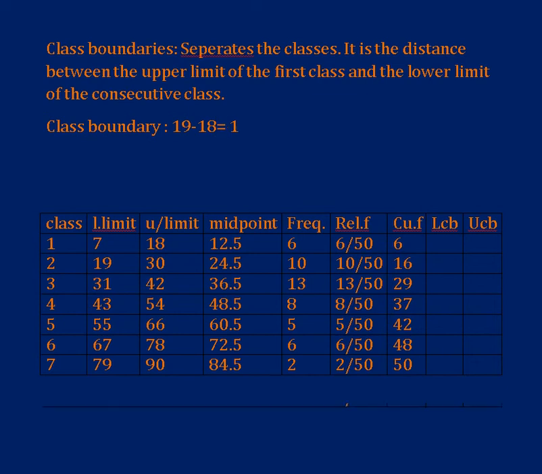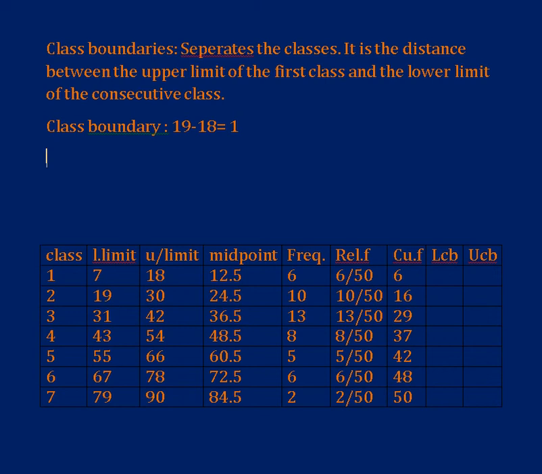The next thing we do is take half of 1, and that gives us 0.5. Half of 1 is a half, which is equivalent to 0.5. And what we do with this 0.5 is we go to the previous limits, the lower limit and the upper limit, and we subtract 0.5 from the lower limit and add 0.5 to the upper limit.